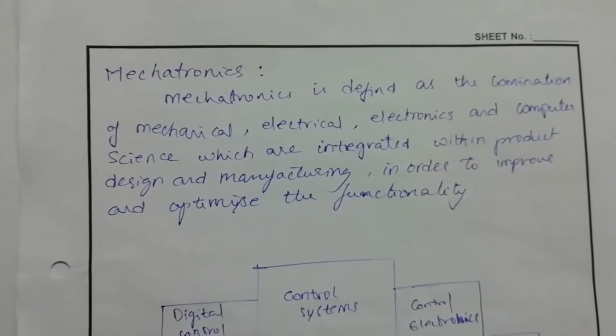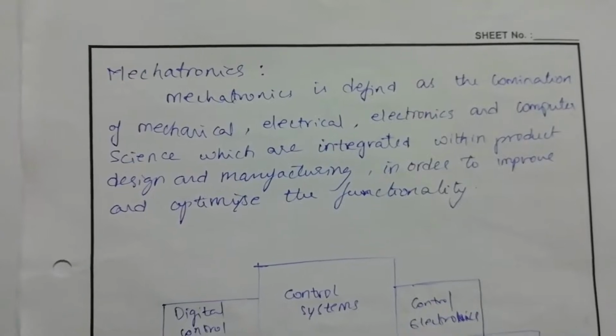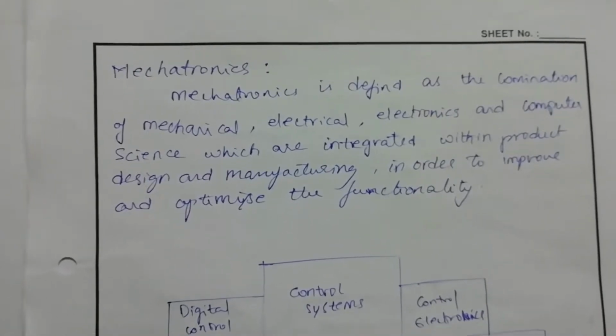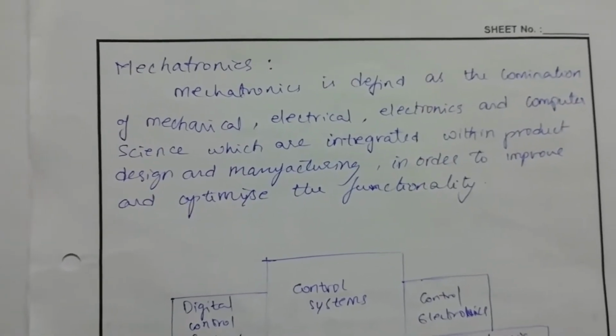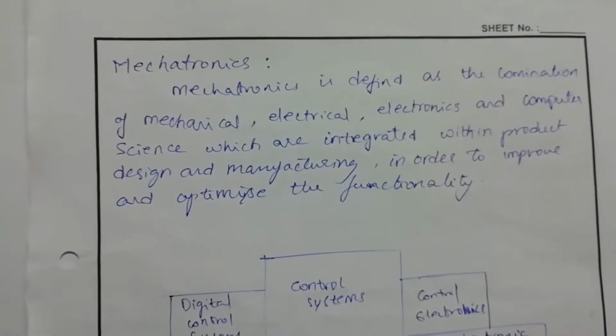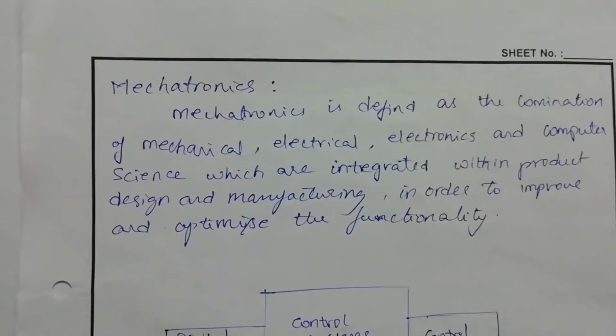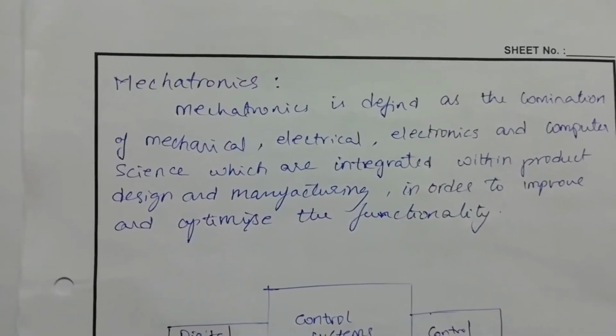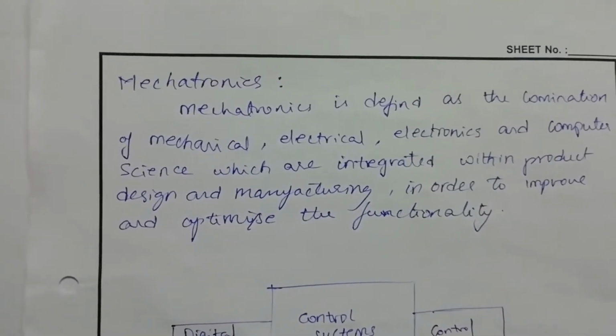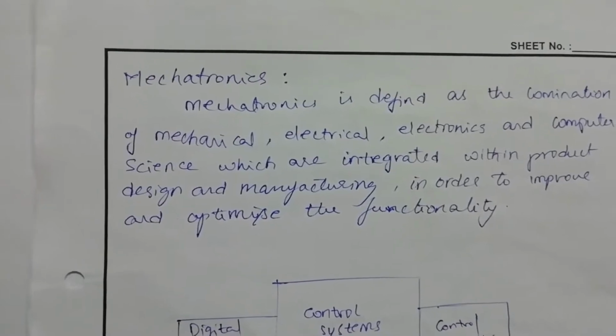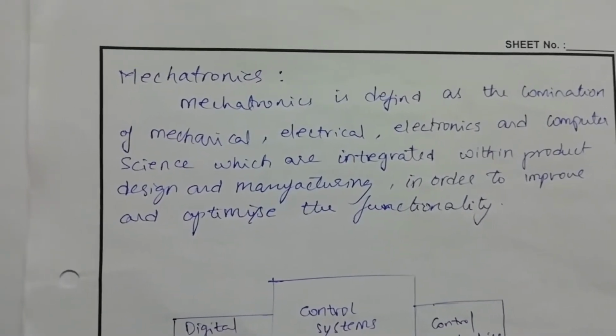Mechatronics is defined as the combination of mechanical, electrical, electronics and computer science, integrated within product design and manufacturing in order to improve and optimize the functionality. That means mechatronics is integrated with four branches, that is mechanical, electrical, electronics and computer science.